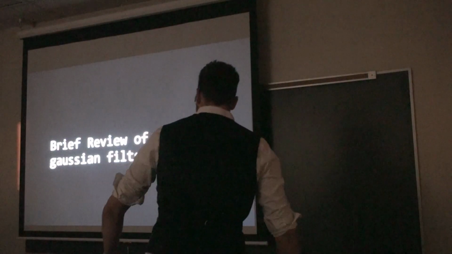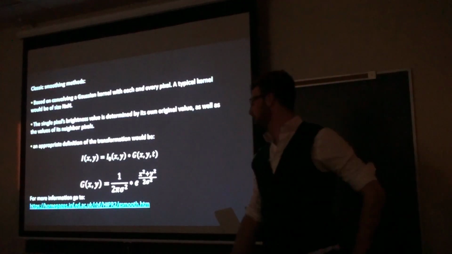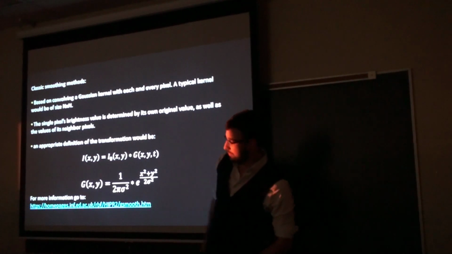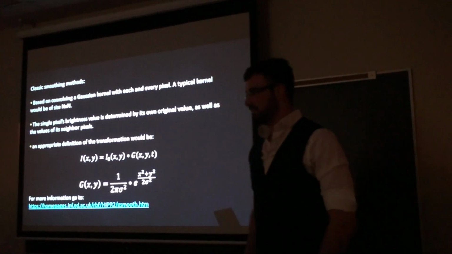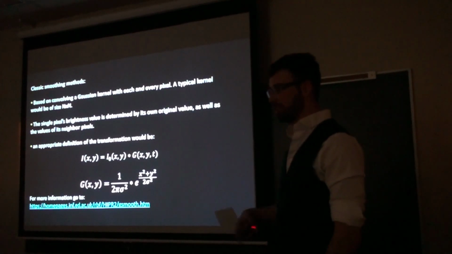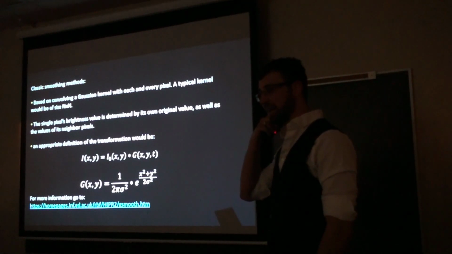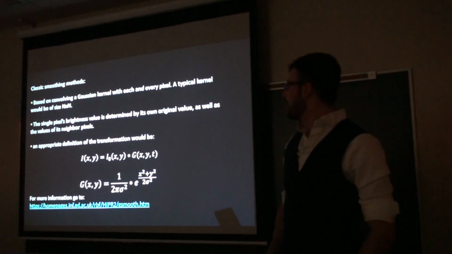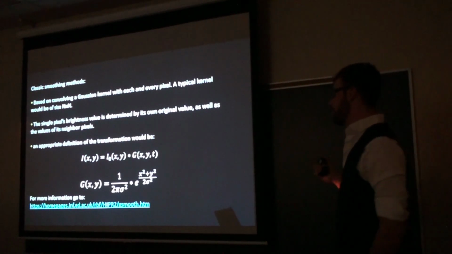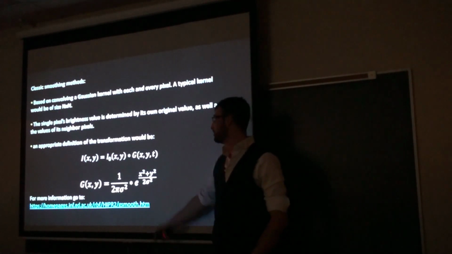Now we're going to do a brief review of Gaussian filtering real quick. Gaussian filter: same thing, since it's linear, I can actually convolve it with my image. Same application, same everything. Notice how I'm saying linear, because once I hit nonlinear, I can't really convolve it anymore. The appropriate transformation would be this, and that's the 2 sigma he was talking about earlier. For more information, you can look at this.